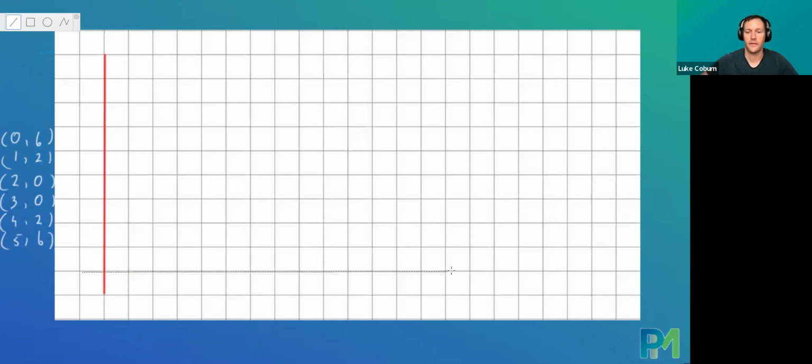So I'm going to make my XY axis here. Let me put down my tick labels. So let's say 1, 2, 3, 4, 5, and 6. So 1, 2, 3, 4, 5, and 6. And then we've got this is 0, and then we'll have 1, 2, 3, 4, and 5.